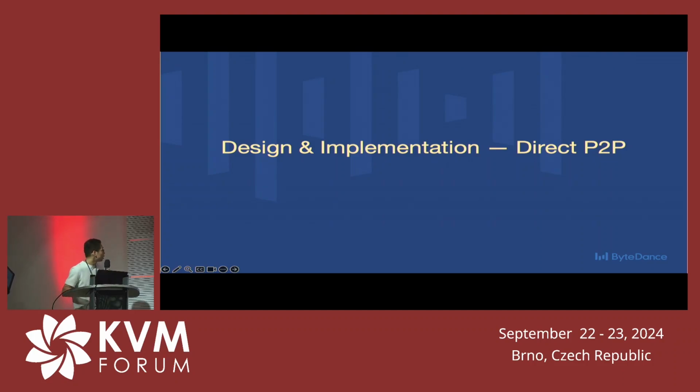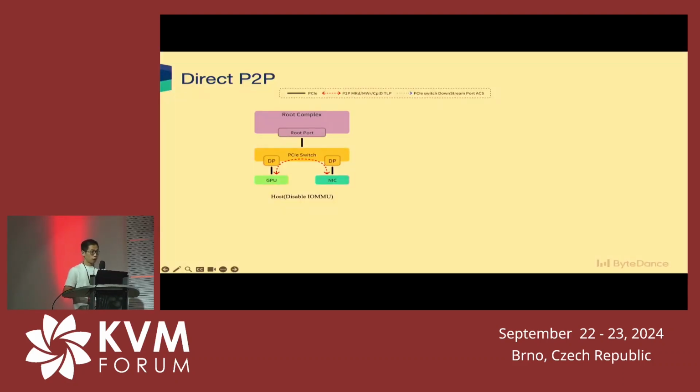In the next part, I will introduce our design to improve the PCIe communication efficiency, which we call direct P2P. This figure shows the read or write TLP transmission path when IOMMU is disabled on the host. Now, because the TLP carries the HPA, the NIC can read or write GPU memory directly.